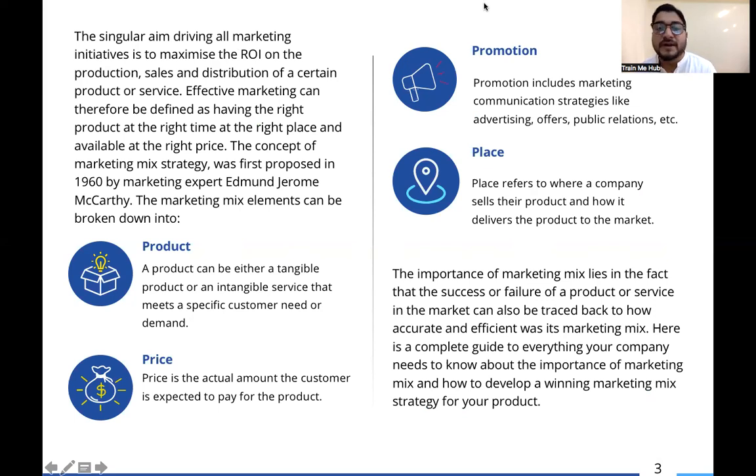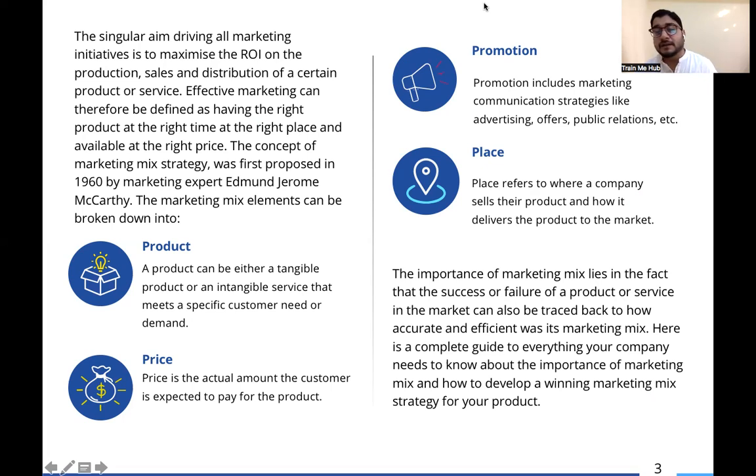In this particular slide, we are talking about the four P's of marketing. If you are a seasoned marketer or a digital marketer, I'm sure you are aware of the four P's, which are a core pillar of marketing. This involves product, price, promotion, and place. And as it is written clearly here, effective marketing can be defined as having the right product at the right time, at the right place, and available at the right price.